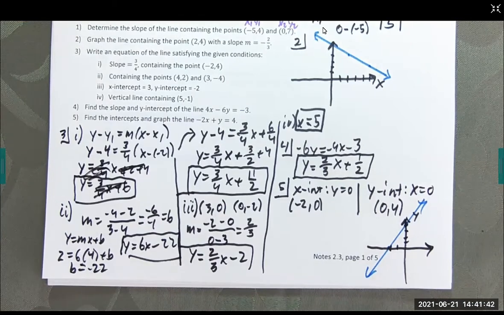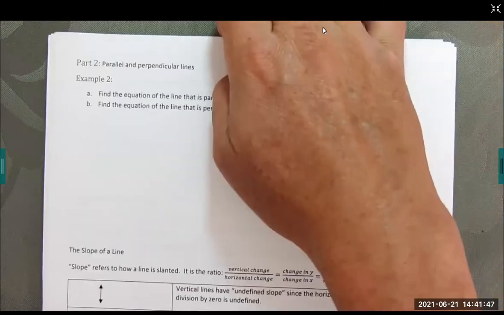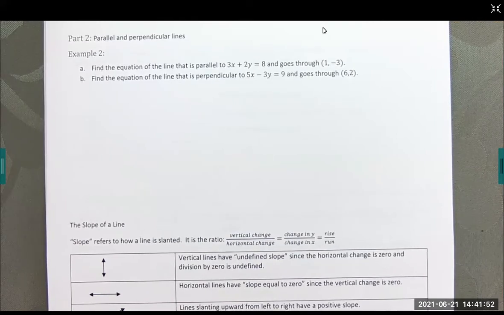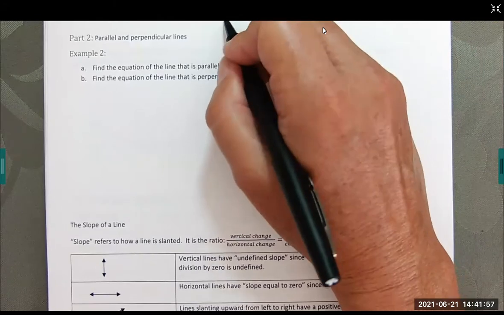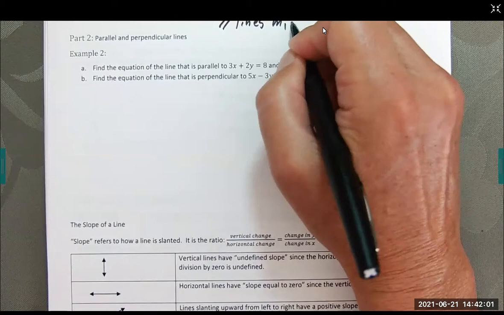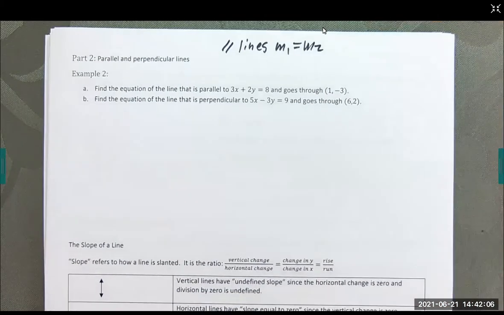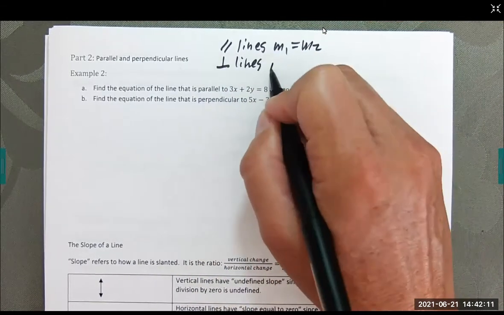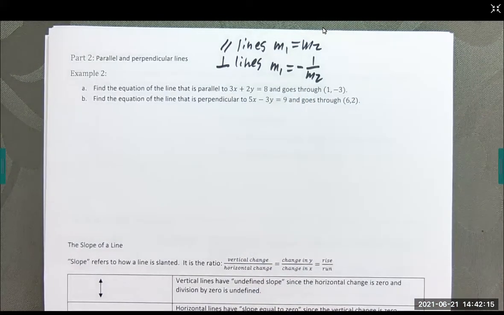All right. Moving on to the next page. Part 2. So something about parallel lines. Parallel lines have equal slopes. So for parallel lines, m sub 1 equals m sub 2. They're rising and running at the same rate, is the idea. Perpendicular lines, m1 is equal to negative 1 over m sub 2. So they're what we call negative reciprocals of one another.